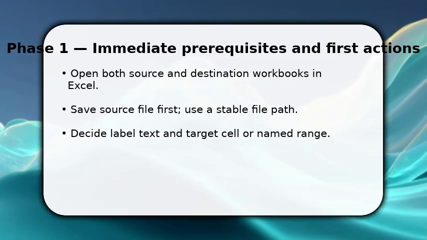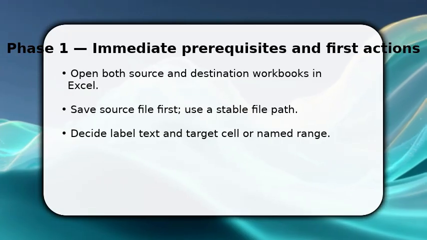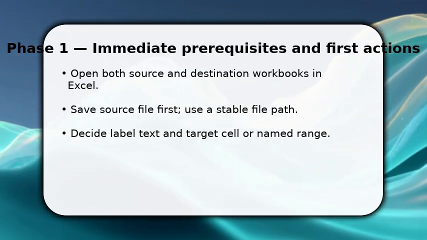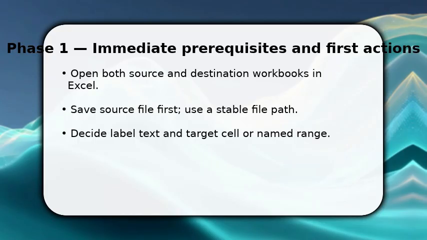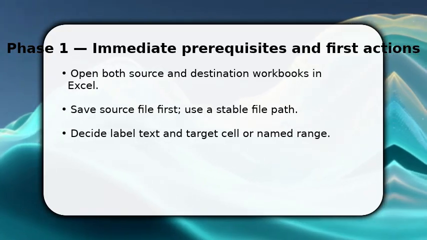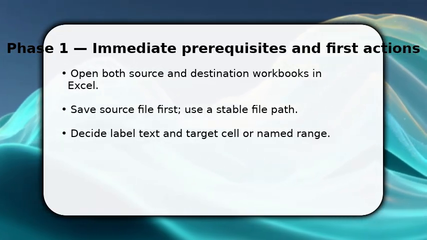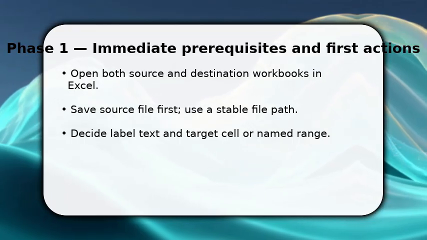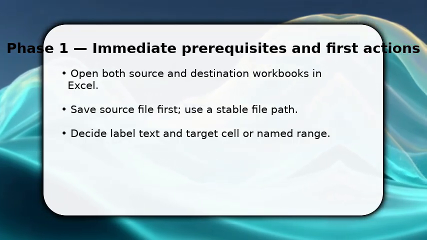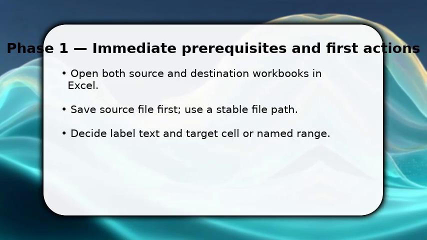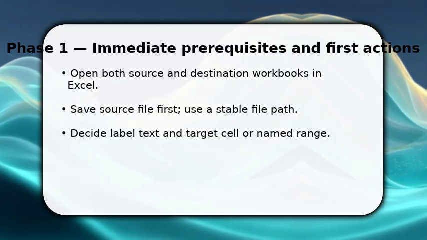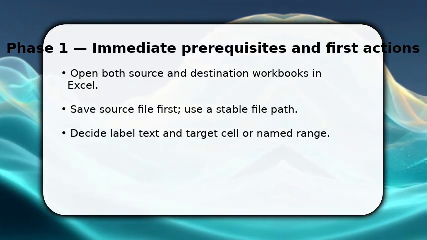You begin by opening both the source workbook that holds the live content and the destination workbook where you want the live link. Once both files are open, save the source file so Excel has a consistent path. This prevents broken links later. Next, choose the exact cell or a named range in the source you want to reference and decide the visible label text in the destination.